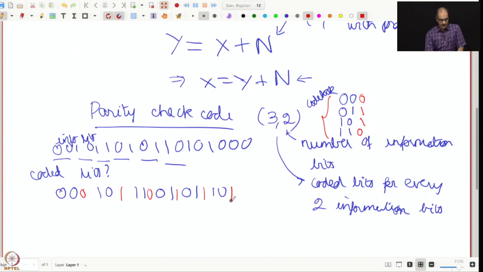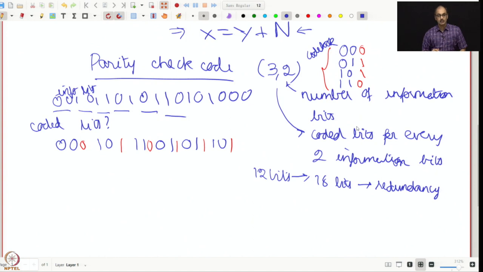So now, instead of sending 12 bits, you are going to end up sending 16, or rather 18 bits, 3, 6, 9, 12, 18. This is where redundancy comes in. The parity bit is a redundancy. Therefore, you are going to incur overheads.